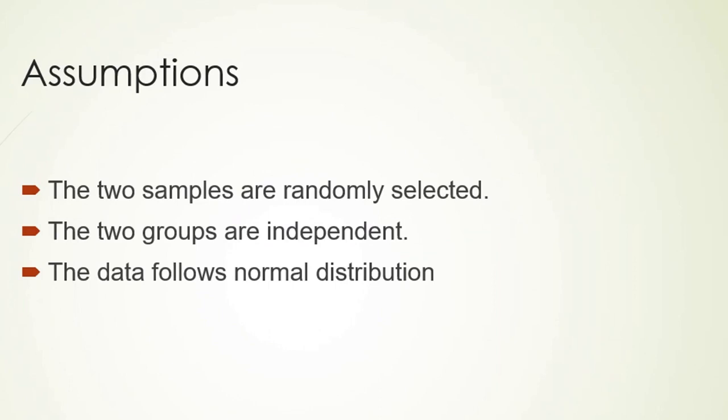The assumptions are as follows. The two samples are randomly selected, that is the basic idea. If the samples are not taken randomly, then it will be a problem for our solution. They will give biased estimates. The two groups are independent, meaning we are not talking about dependent groups. Data follows a normal distribution.